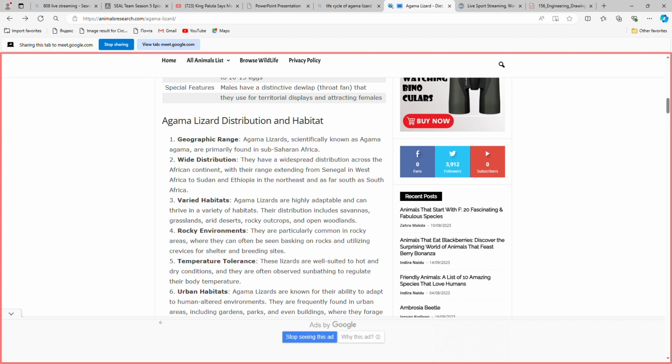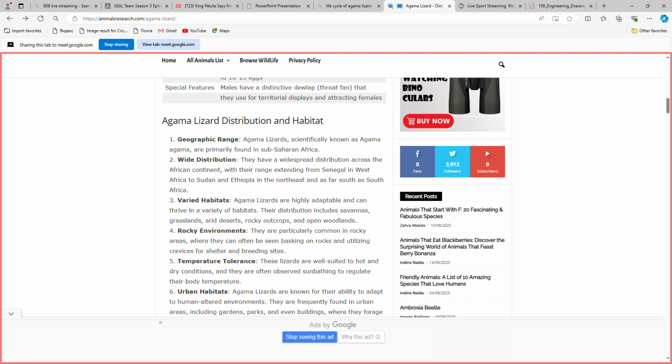So if you look at agama, then you look at crocodile, for instance. You see crocodile, because of their skin, okay, they sometimes need to bask in the sun to also regulate their body temperature.